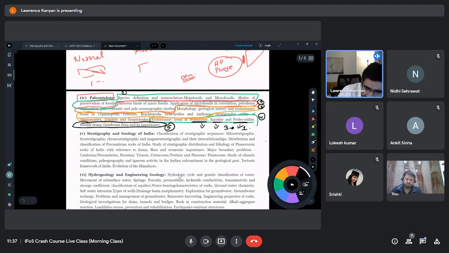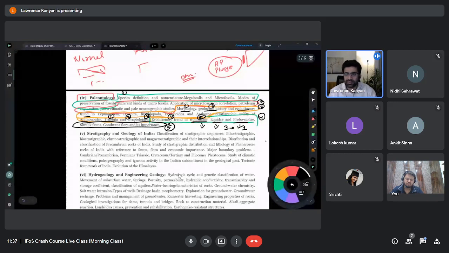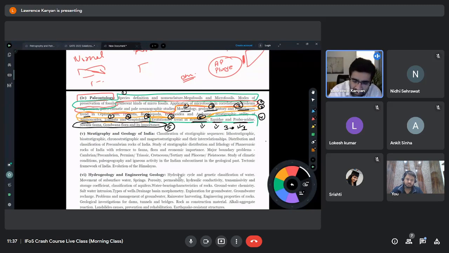Now you look at morphology, geological history, evolutionary trends, in one, two, three, four, five, and you have to study 1, 2, 3. So overall, by combinations, 15 questions can be framed out of this. So the question that you're going to get is likely one question only from this part. So the returns are less in this part in comparison to, for example, the last part.